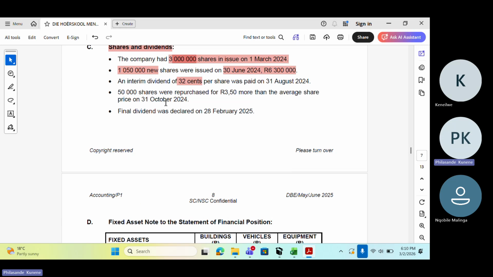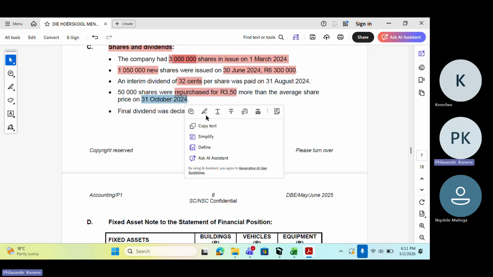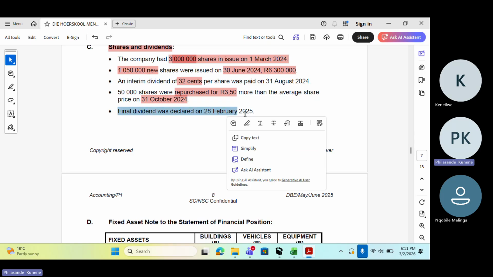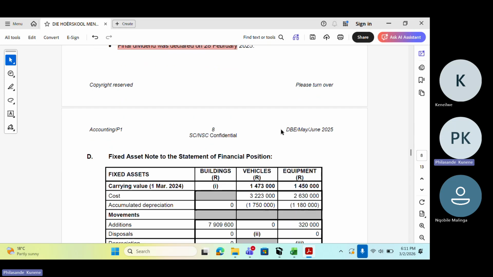We used this information to calculate the interim dividends, or to calculate dividends paid. I think we used part of this information. 50,000 shares were repurchased for 350 more than the average share price on 31 October 2024. This is the share buyback. We know very well that a repurchase of shares will be part of what? The financing activities. Final dividends were declared on 28 February 2025.